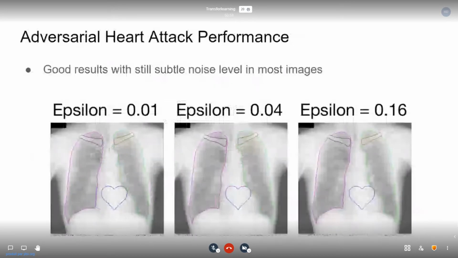So how well does this heart attack work? Basically, with enough noise, which still looks very subtle, it works very, very well. With this amount of noise, epsilon equals 0.04, this is the maximum amount of noise that can be added to a single pixel. And the intensity of the image is somewhere between -1 and 1. So it is a pretty subtle amount of noise, and it works very consistently. This is not a cherry picked image. It works very well in most of the images.